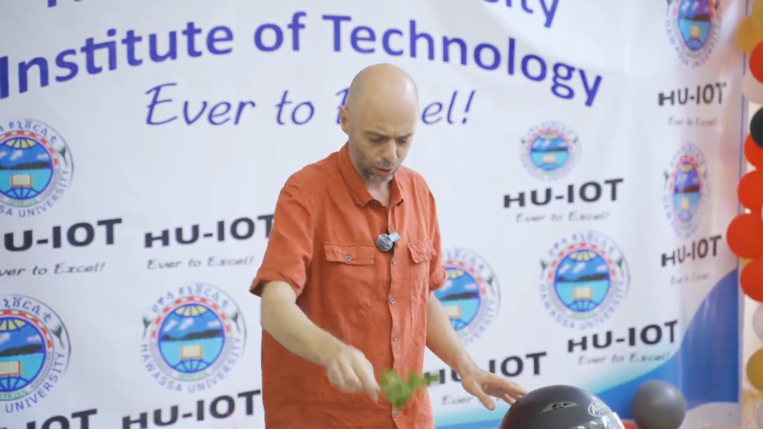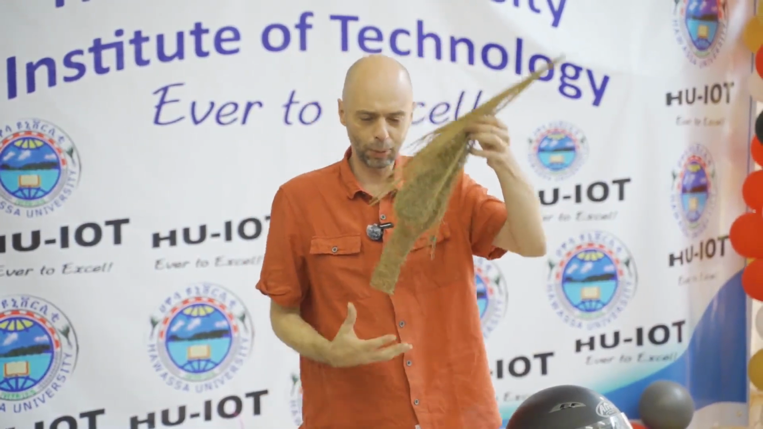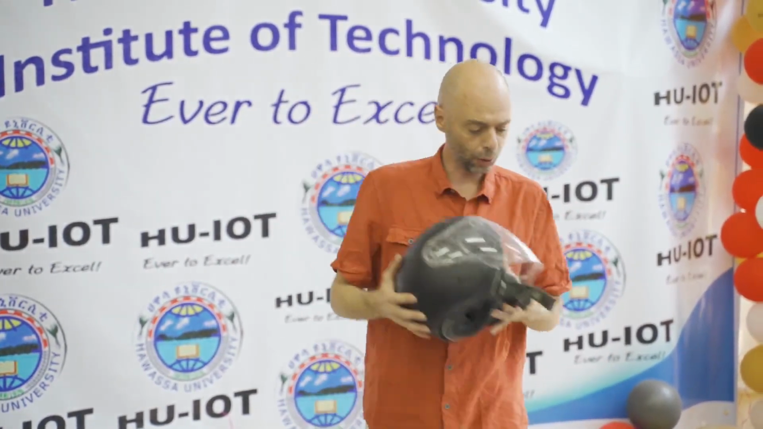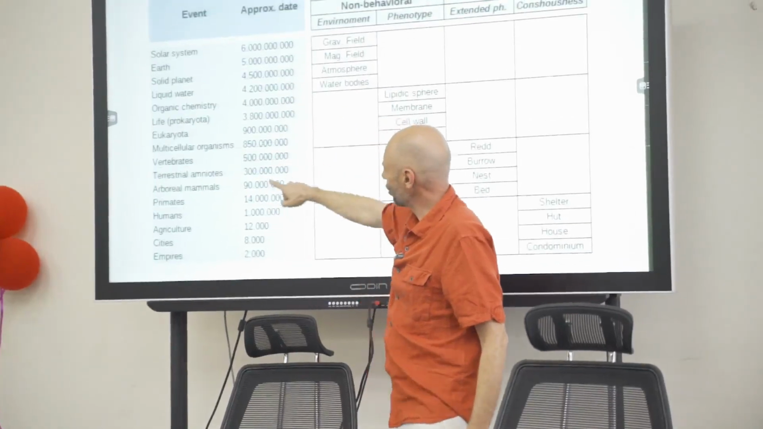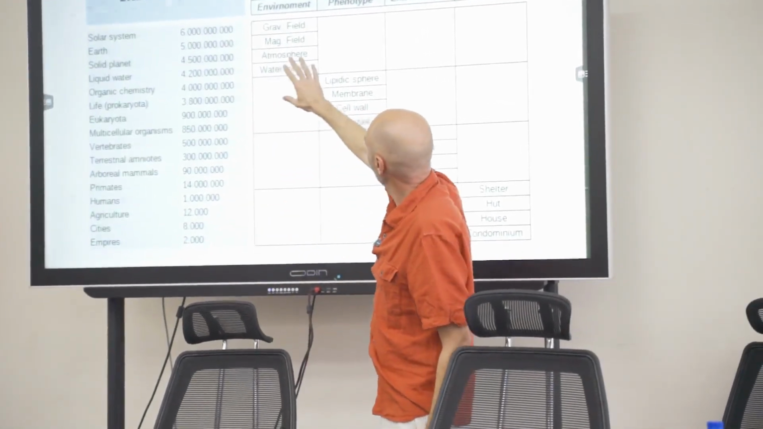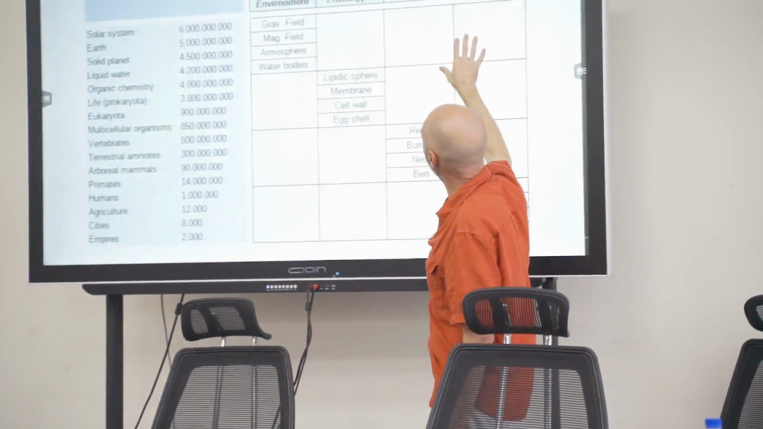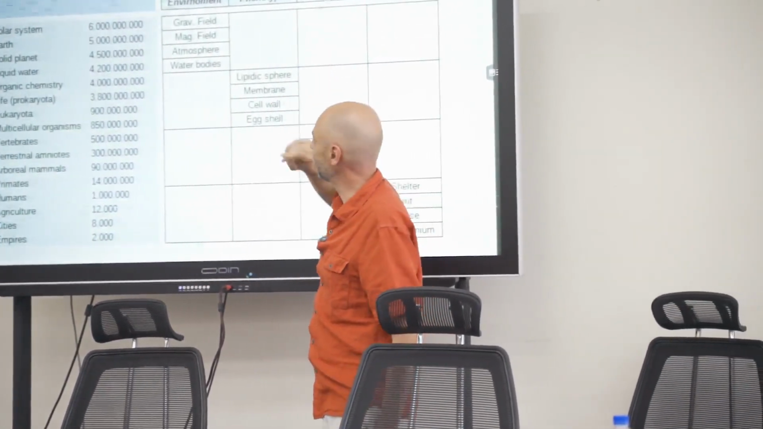So I hope now you see the difference between environmental protections, phenotype protection, extended phenotype, and consciousness, which are four different categories of protection devices. So now let's see, from each of these happenings, we have different kinds of protective devices.